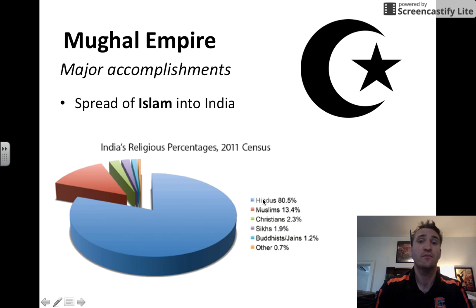Hinduism is the most popular. 80.5% of Indians are Hindus. Muslims make up more than 13% of the population. And you see some other minority religions, including Christianity and Buddhism as well.